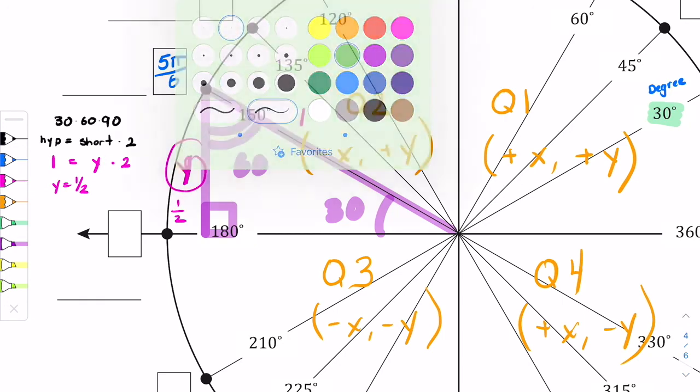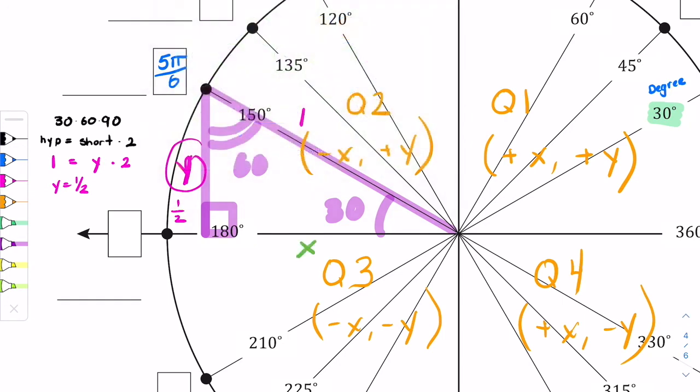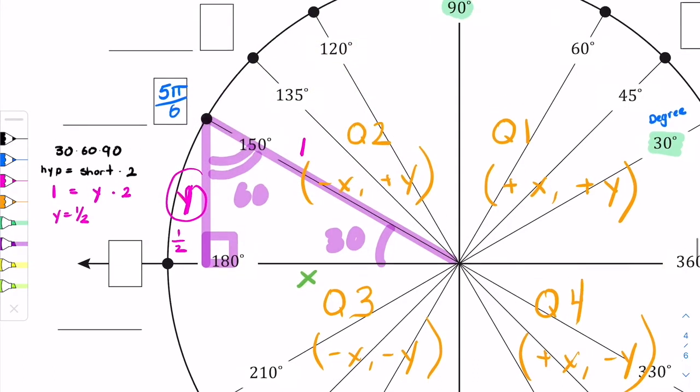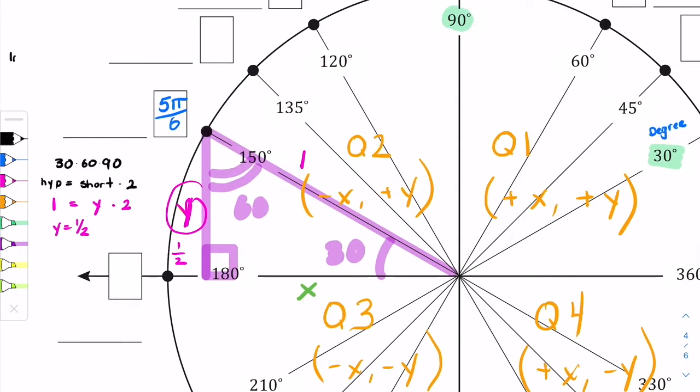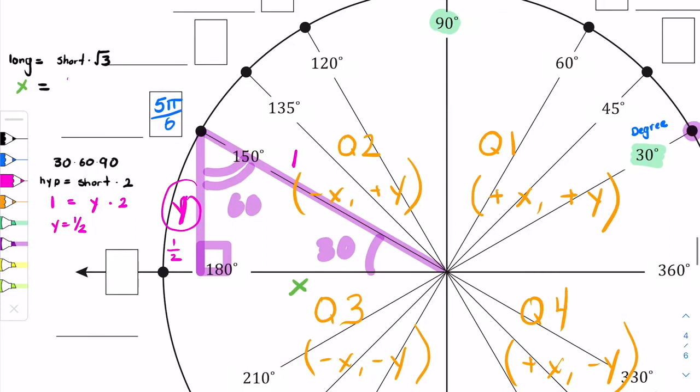I'm going to label the last side, the long leg, as x. And recall that the long leg formula is equivalent to the short leg, which we just found, times the square root of 3. So we are representing the long leg with a variable x. This is equal to the short leg, which we just solved for, and that was 1/2, times the square root of 3. x is equal to the square root of 3 over 2.